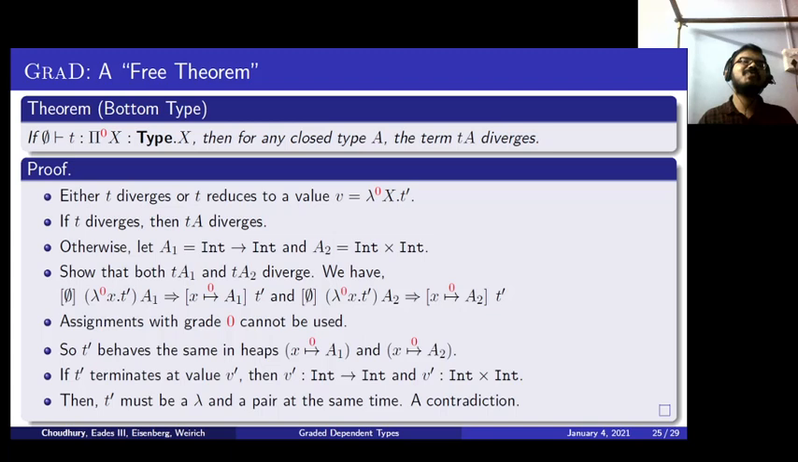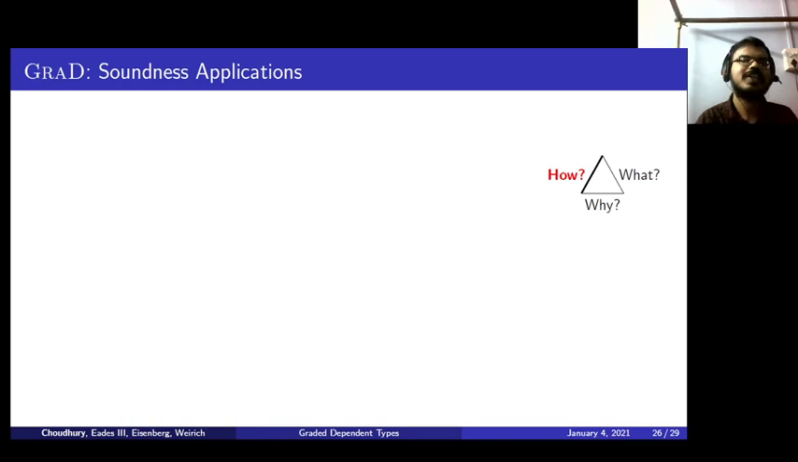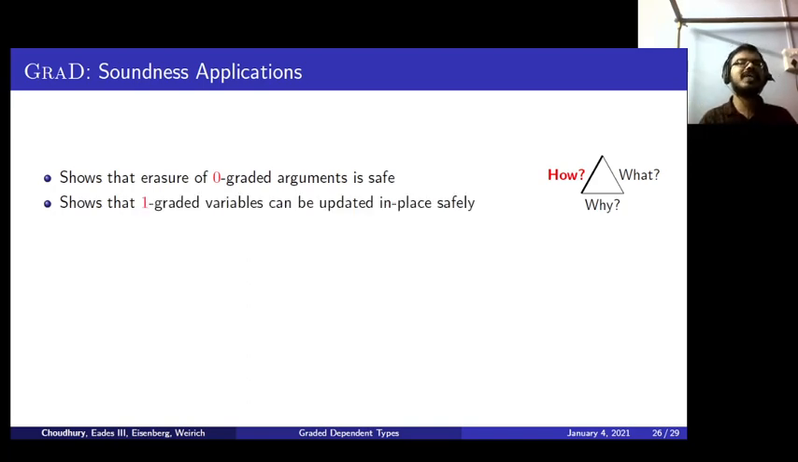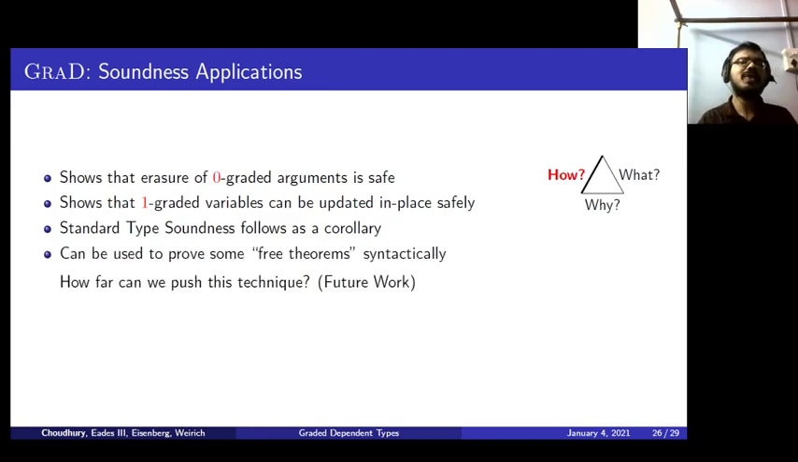Now after this free theorem, let's look at some other applications of soundness theorem. We can show that erasure of 0 graded arguments is safe. We can also show that in-place update of 1 graded variables is safe. We can also prove the standard type soundness theorem as a corollary of the heap soundness theorem. And we can also prove some free theorems syntactically. How far can we push this technique? This is left for future work.